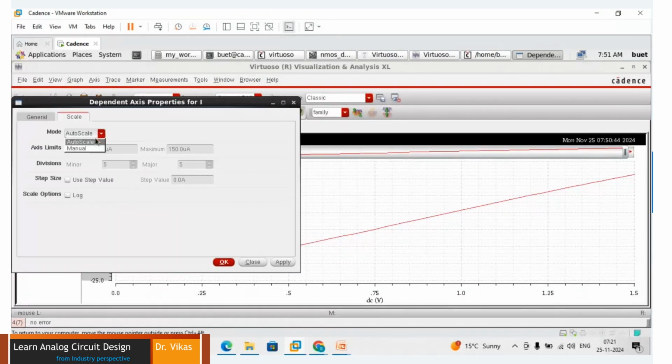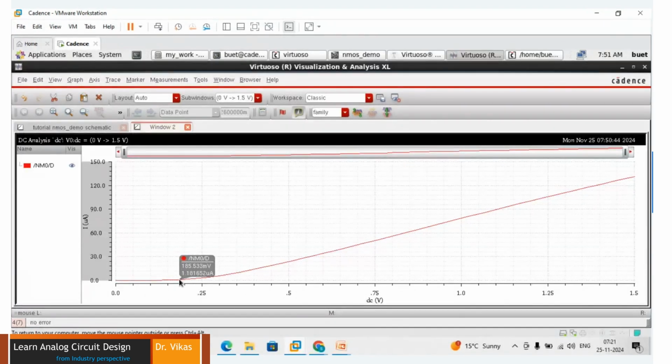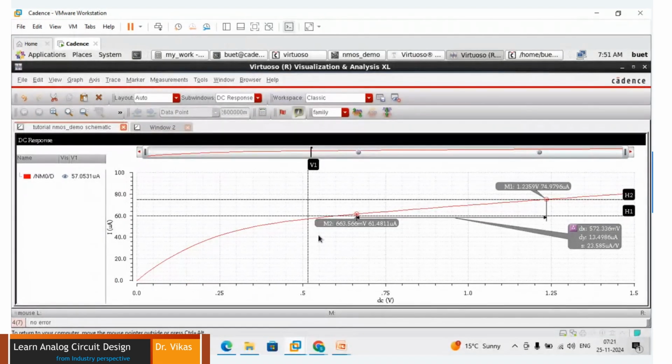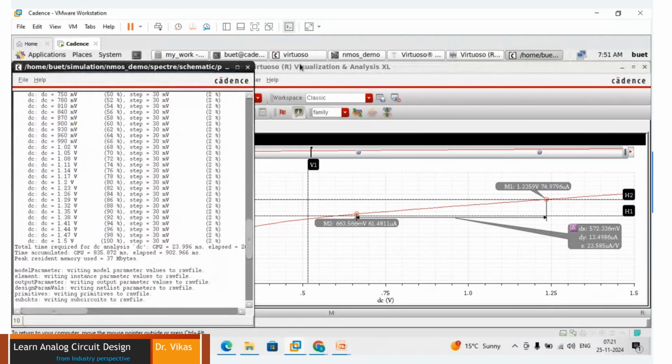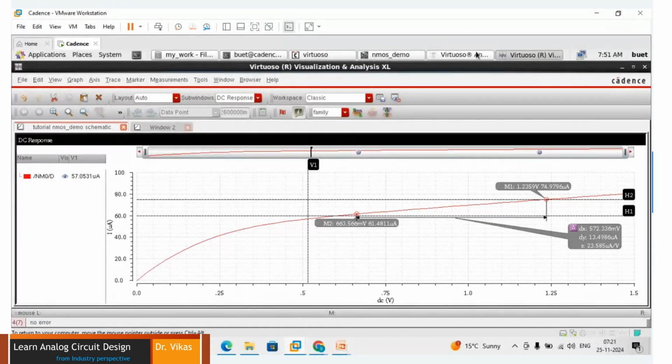So this is my VGS versus ID. Let me have all the graphs with me. Here I need to figure out what is the threshold voltage, and here I need to find out what is the saturation voltage at which the MOSFET is going to enter into the saturation region. Now let us try to do the dummy DC analysis.